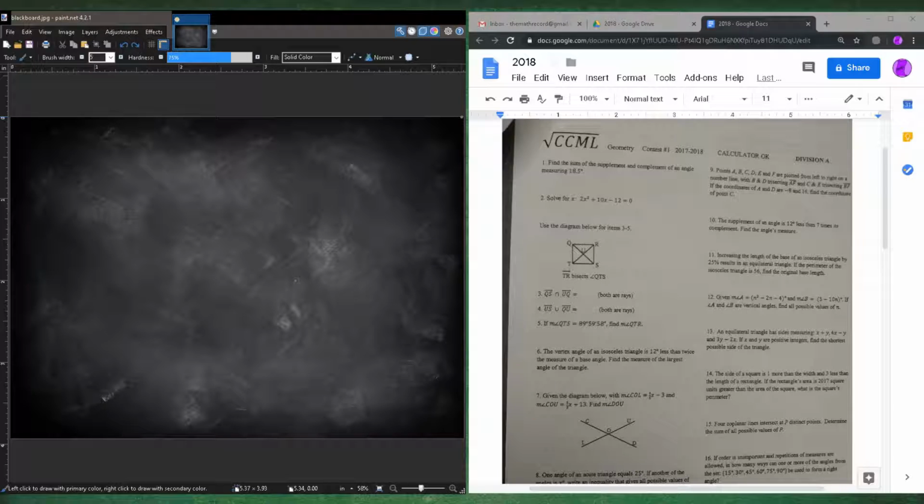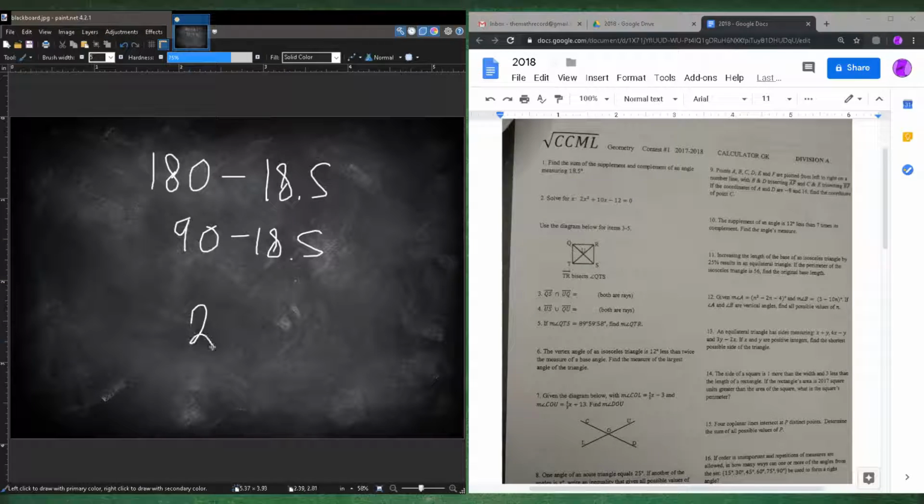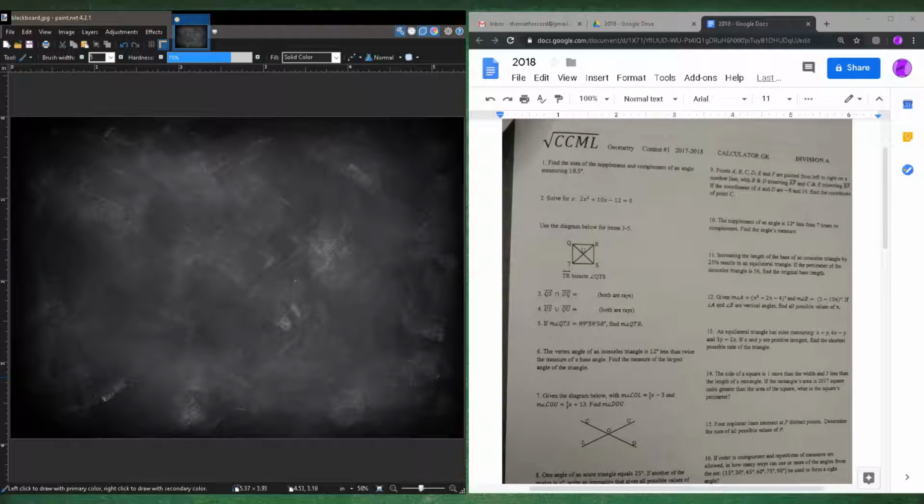Okay, so since this is contest 1, usually you could just use your calculator. So if you have a supplement of an angle, it's just 180 minus that angle, so 180 minus 18.5. That's the supplement. The complement is just 90 minus 18.5, right? So if you plug that into your calculator and you add those two results together, you get an answer of 233 degrees. So that's your answer, 233. Okay, pretty simple so far.